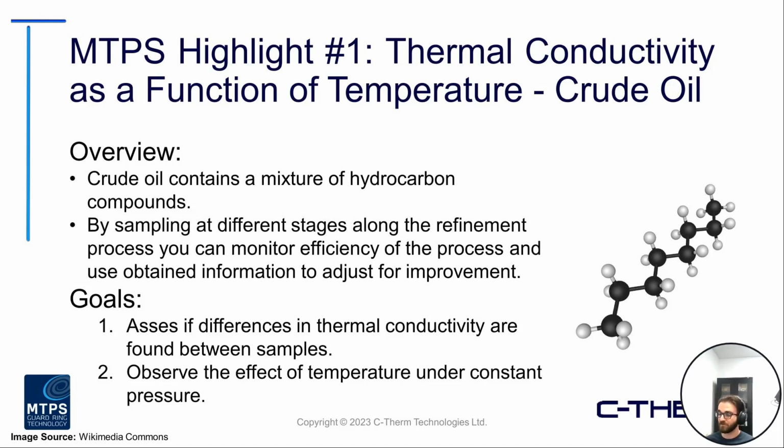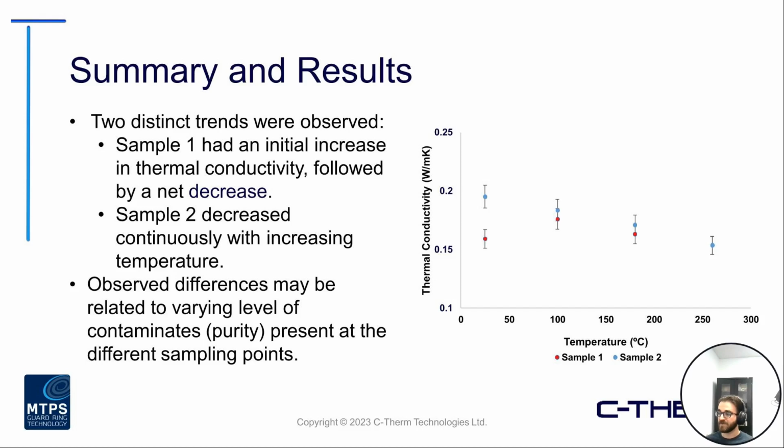So the goal of what we're hoping to show in this example was to assess the differences in thermal conductivity between different samples, which were sampled at different stages along a refinement process, and observe the effect of temperature under a constant pressure. So keeping pressure the same here, but looking at varying temperature conditions. We can see in this table and the graph on the right are two samples, sample 1 and 2. They exhibited two different trends.